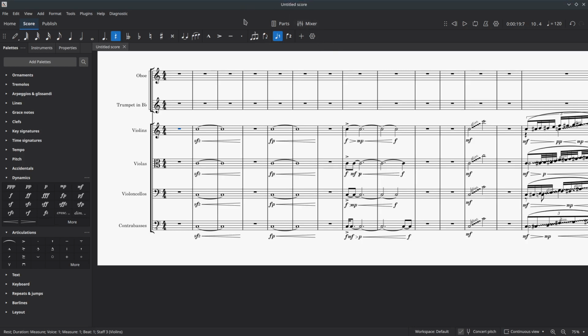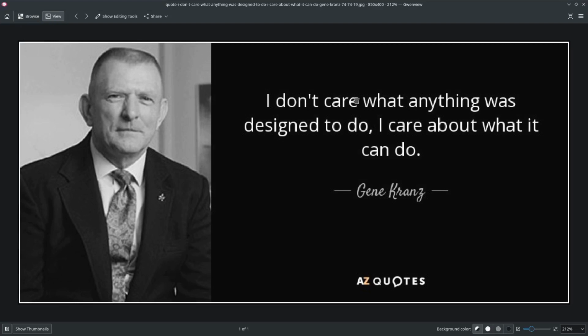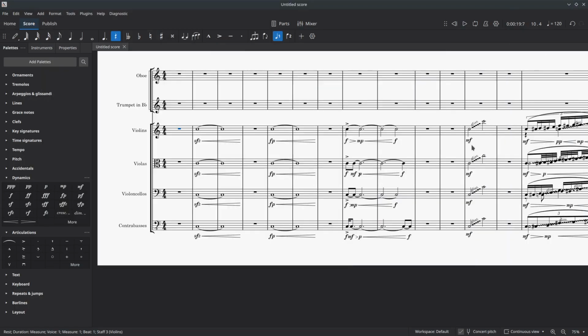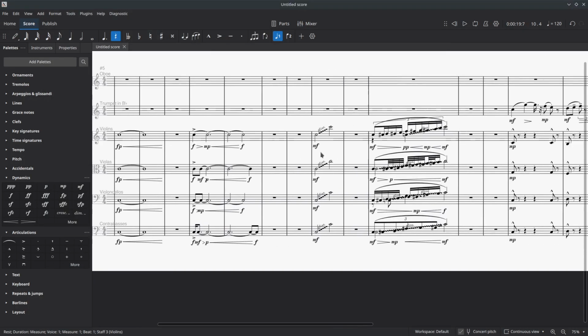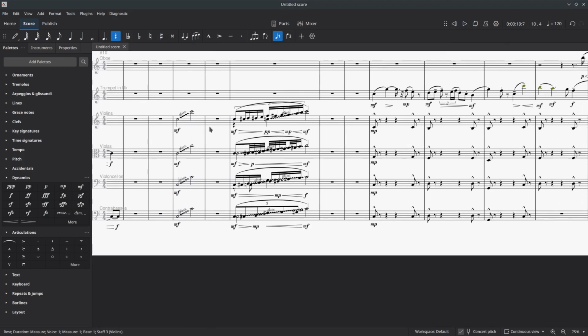You are not stuck. You can get realism from MuseScore 4, because we don't care what anything was designed to do. We care about what it can do. What can you do with some manipulation? Here's another example that I've heard pop up, which is the glissandi. Now, arguably, this isn't perfect, but if you have other things going on, you'll hear how the second version much more accomplishes what we're after.